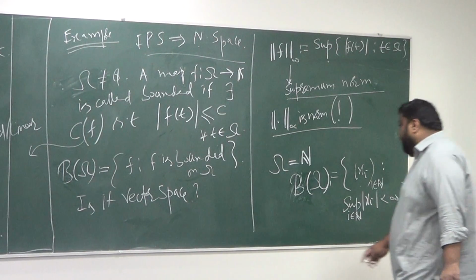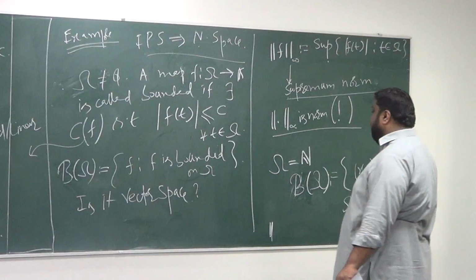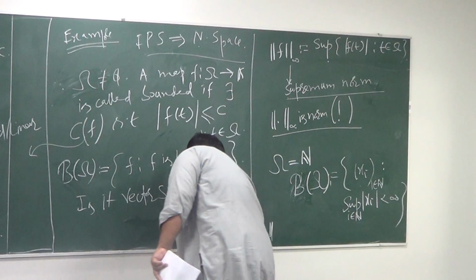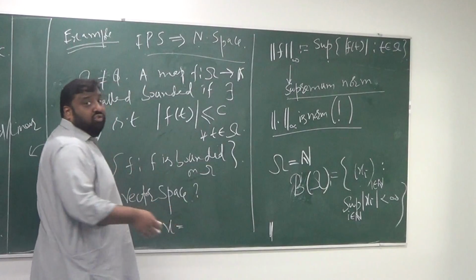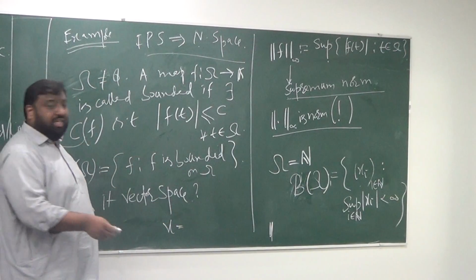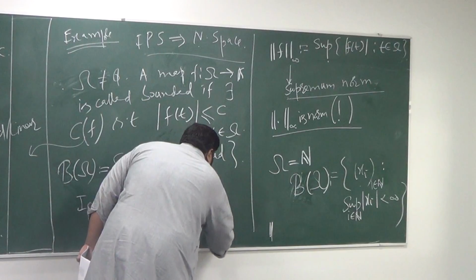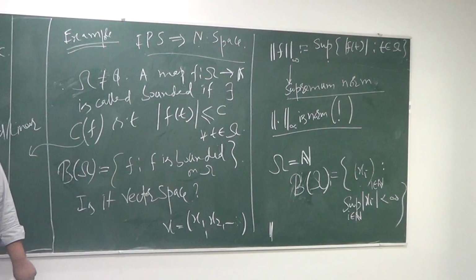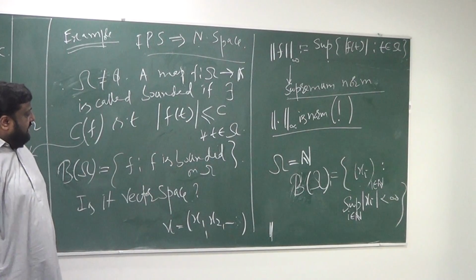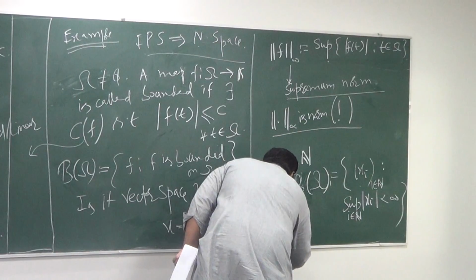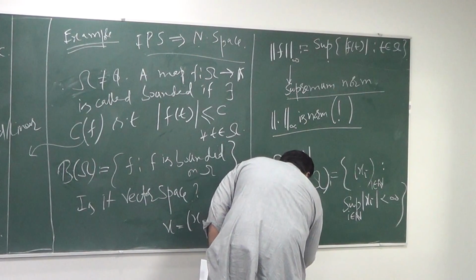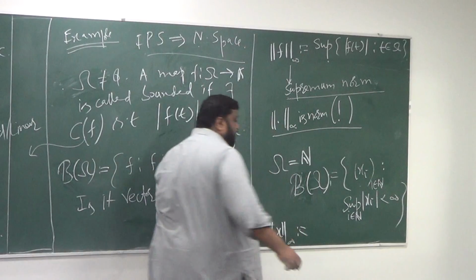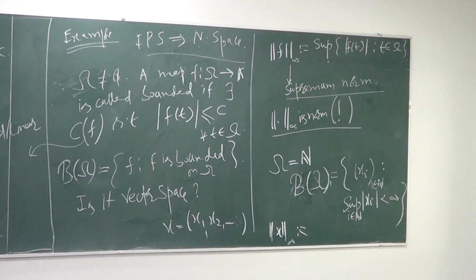And what should be the meaning then of the infinity norm? In other words, now my x, or my f, is no more going to be a function, but it's going to be a sequence actually. So it's going to be something like x1, x2, and so on, where each of these xi's is from K. So what should be the meaning of the norm of x at infinity?